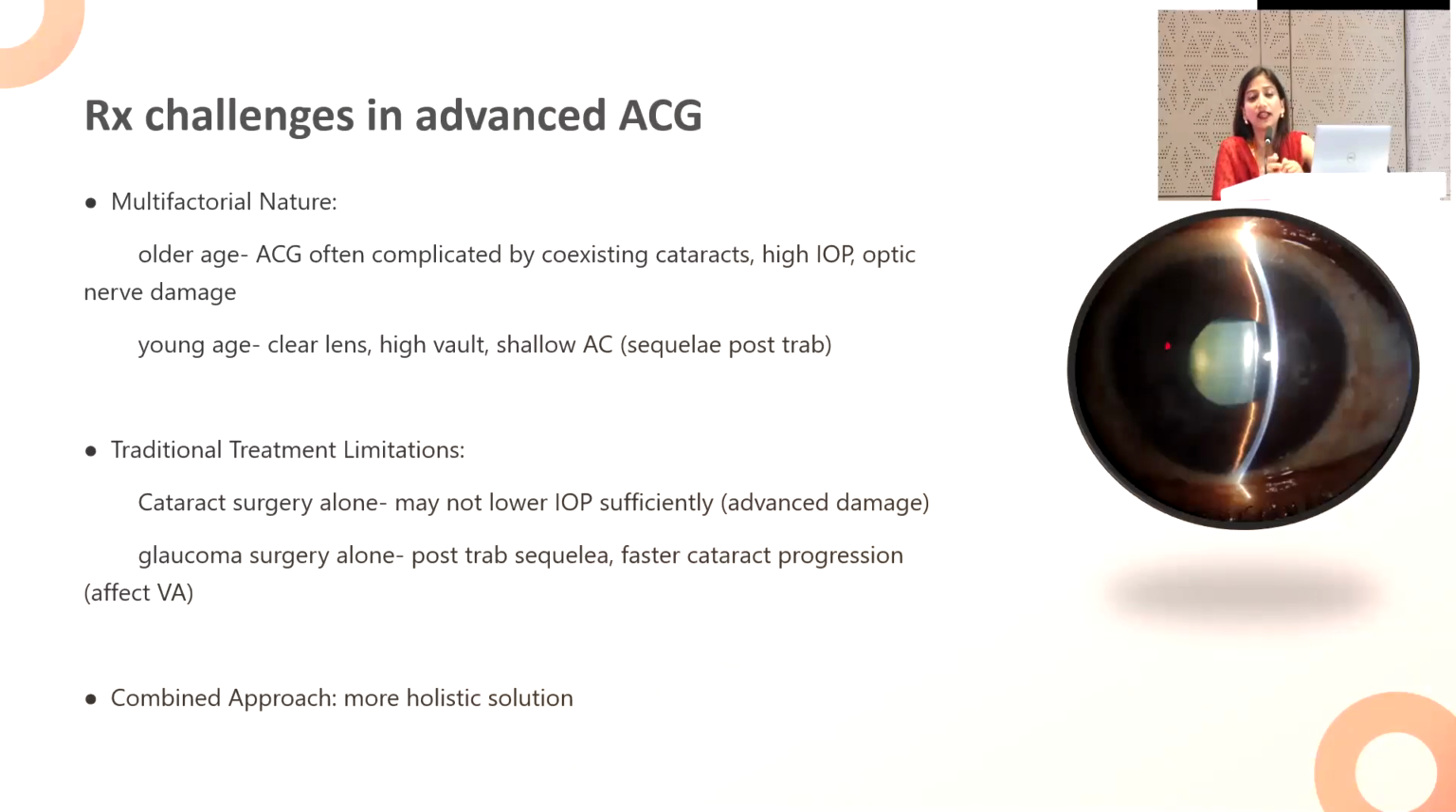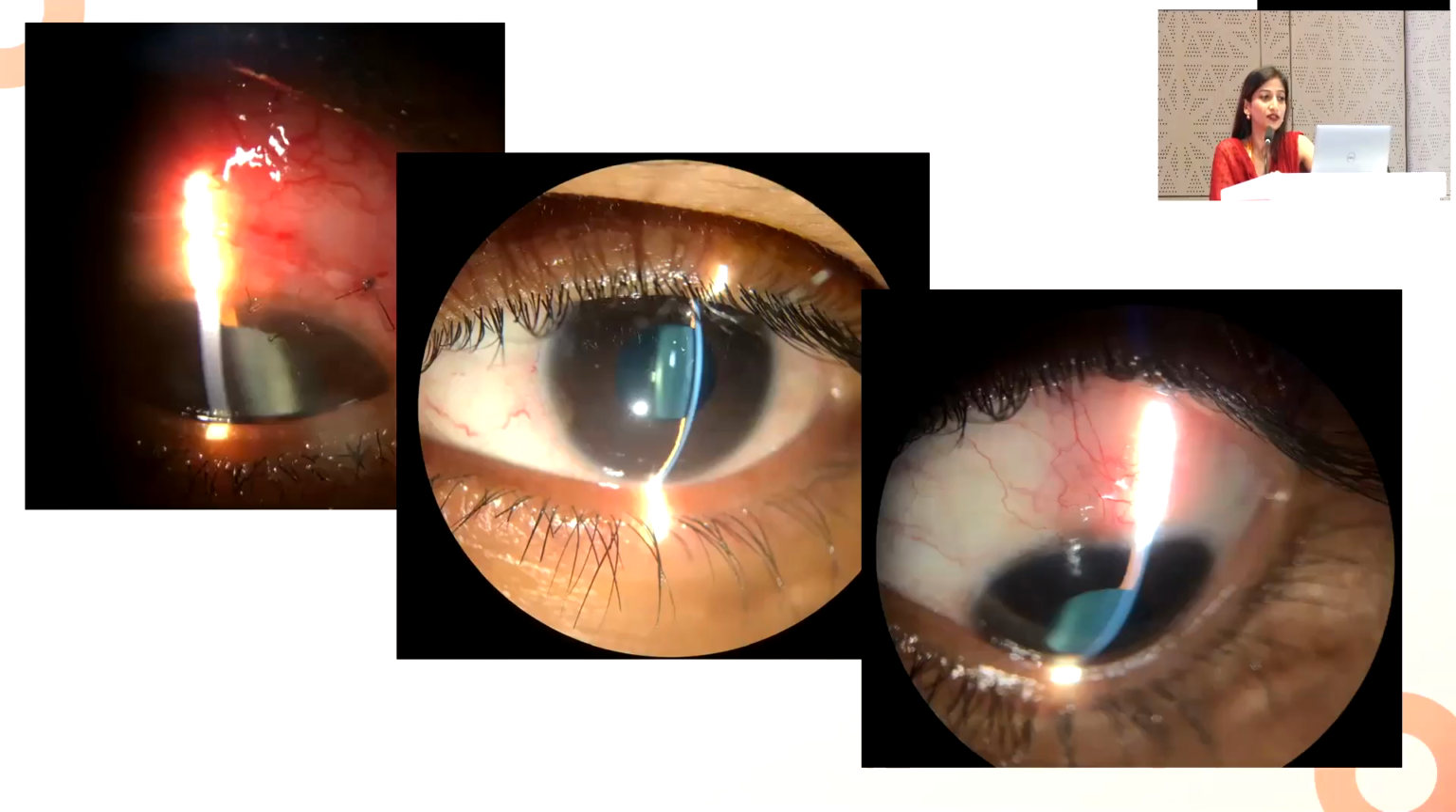Also, these patients already have very tunneled vision with advanced damage and macular splits on visual fields, and some amount of cataract progression may also affect their functionality significantly. So a combined approach gives a more holistic solution to these patients.